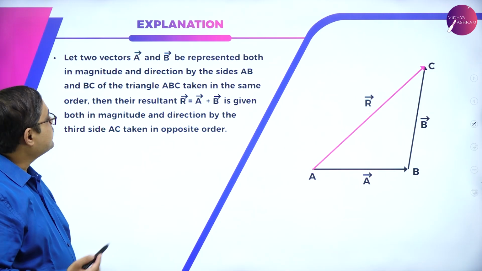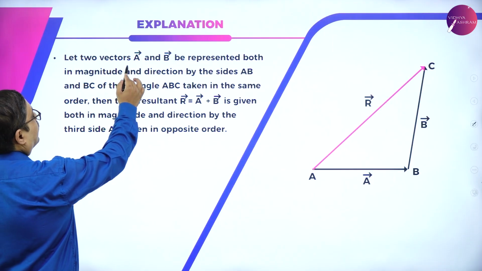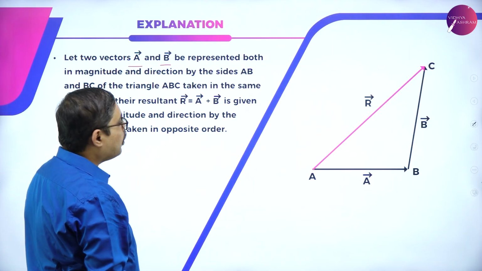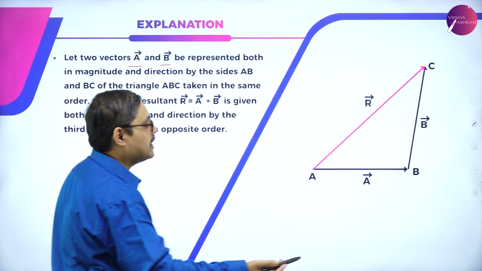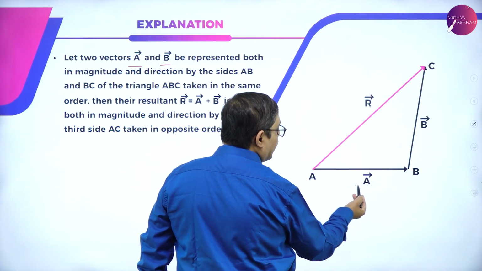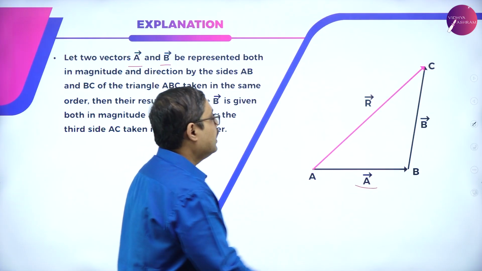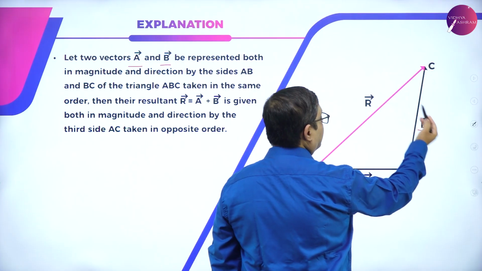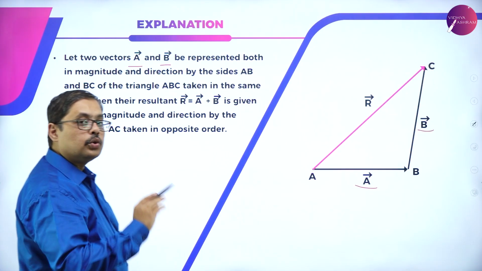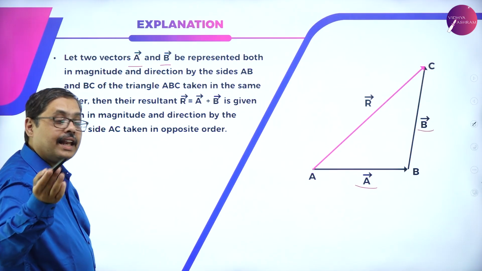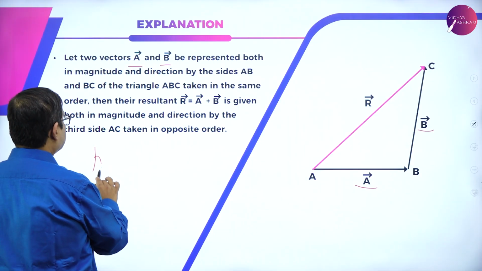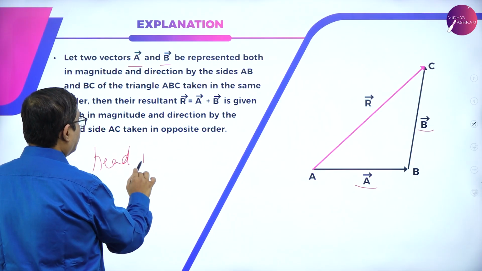Let us check once again how it works. Let two vectors A and B be represented both in magnitude as well as direction. So the length of this line represents the magnitude of vector A. The length of this line represents the magnitude of vector B. Two sides of the triangle in head to tail form. Please remember, this is head to tail.